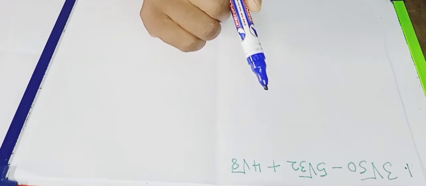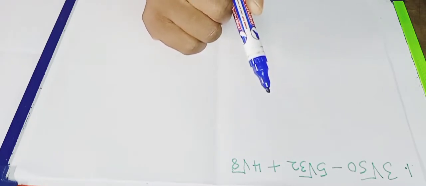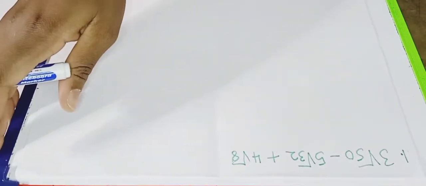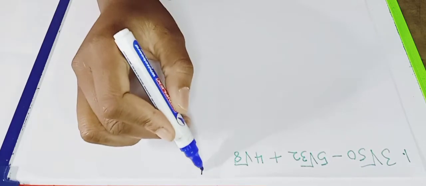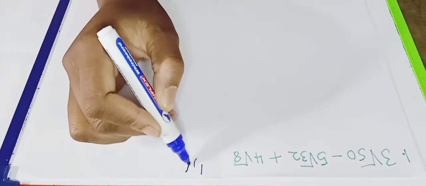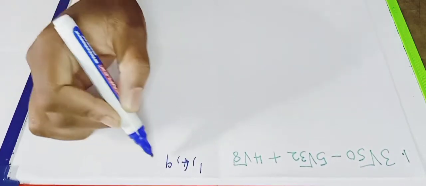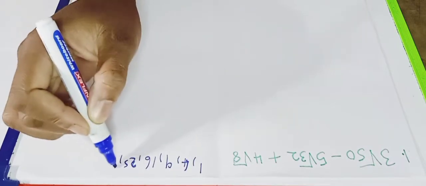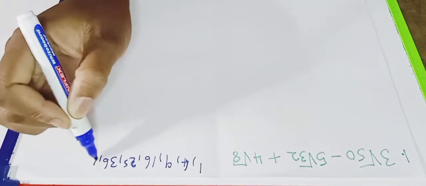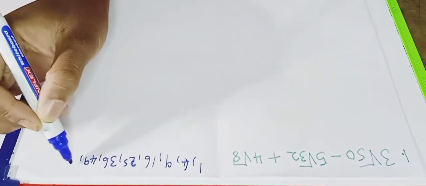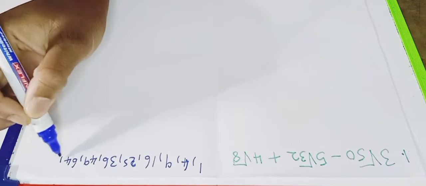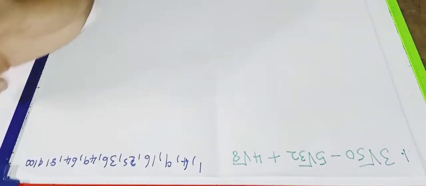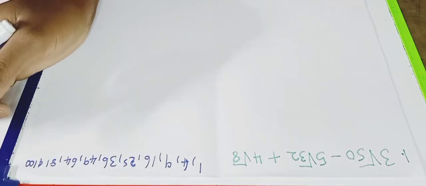Remember, as we do these surds, we need to remember our perfect squares, our square numbers, right? Which are 1, 4, 9, 16, 25, 36, 49, 64, 81, and 100. These are the first 10 square numbers that we need to be familiar with.